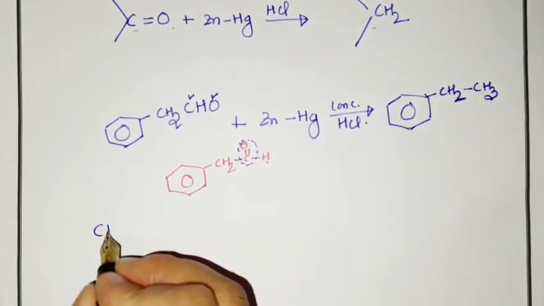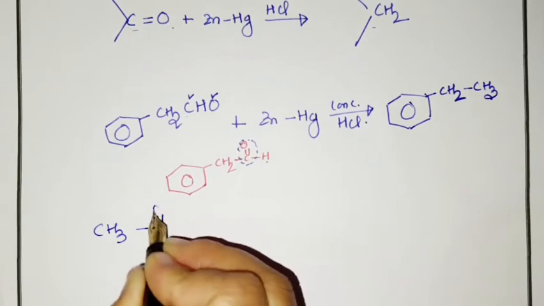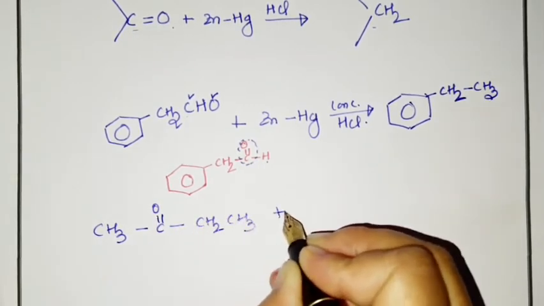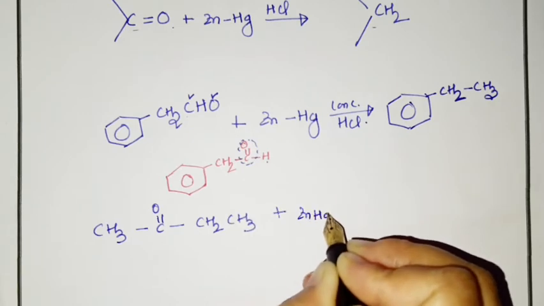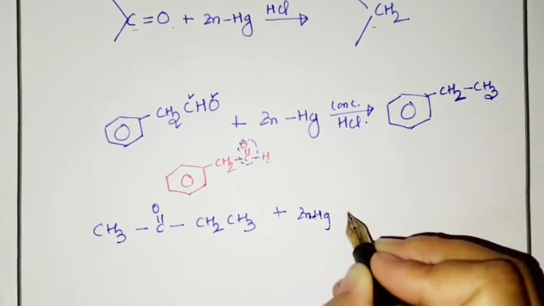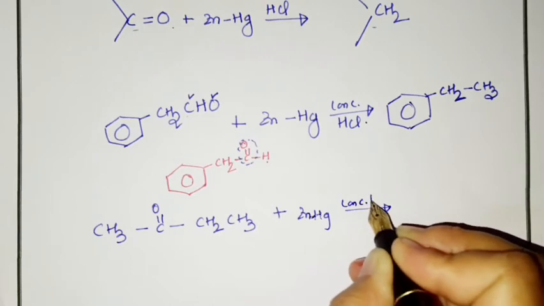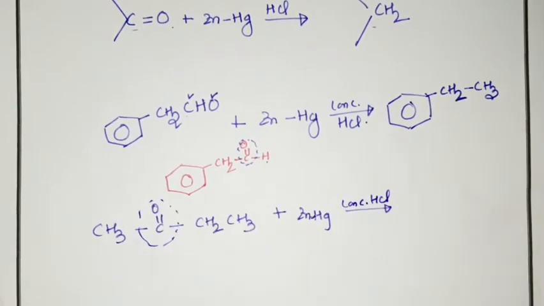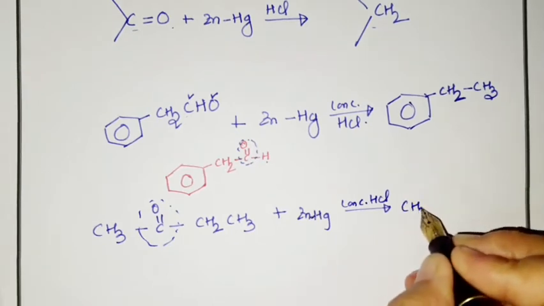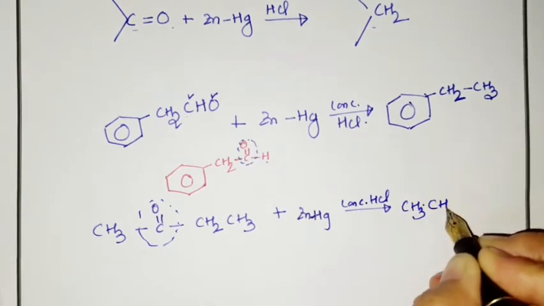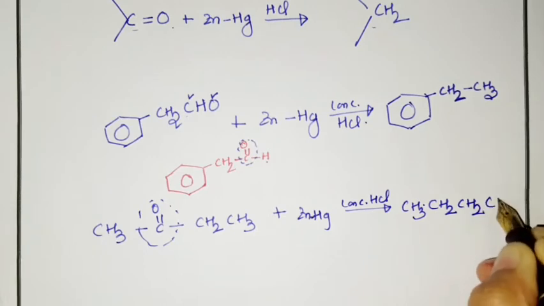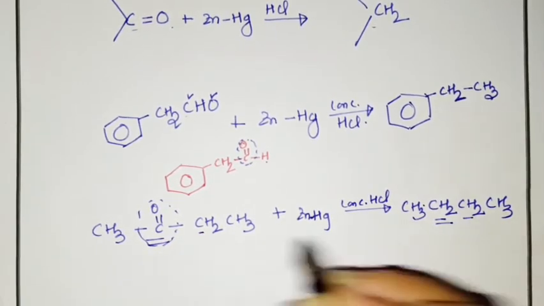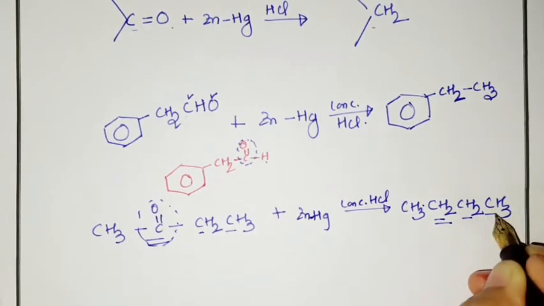So again, if we have CH3, C double bonded O, okay, CH2, CH3 plus zinc amalgam and concentrated HCl, what is the product? Again here, this CO will convert to CH2, so CH2, CH2, CH3. CO converts to CH2, your CH2 as it is, no change, and this again no change.